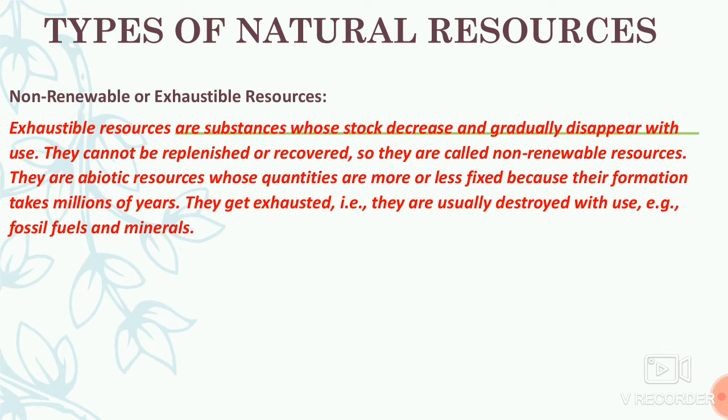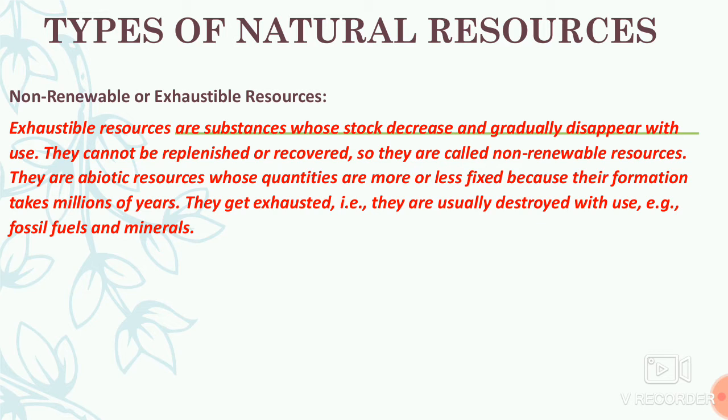Non-renewable or exhaustible resources are those whose stock decreases and gradually disappears with use. Like you are having a vehicle at your home. You are filling petrol or diesel in it. After using it for some time, that petrol or diesel needs to be refilled. It cannot be renewed. So that is an exhaustible or non-renewable resource. They cannot be replenished or recovered. So they are non-renewable resources. We cannot renew them again.